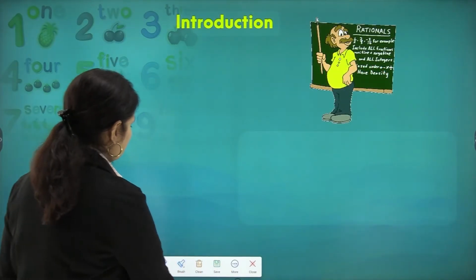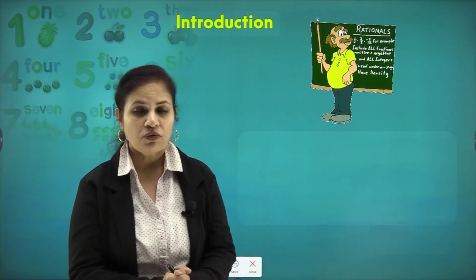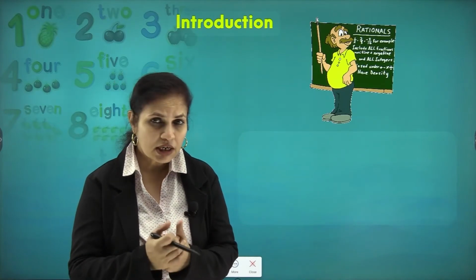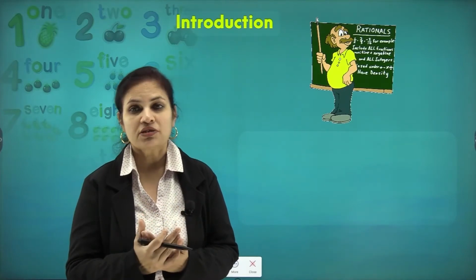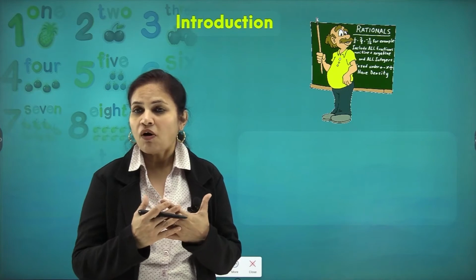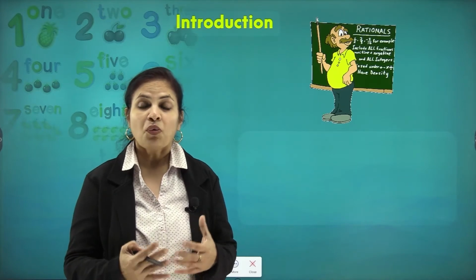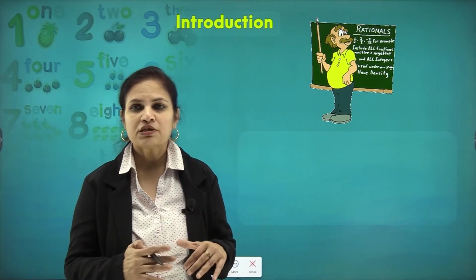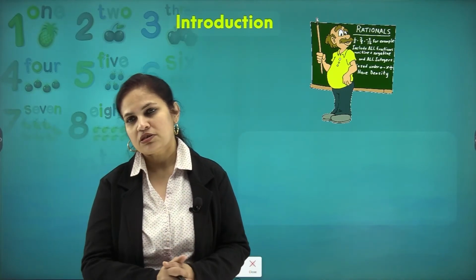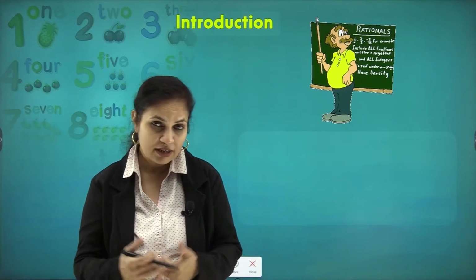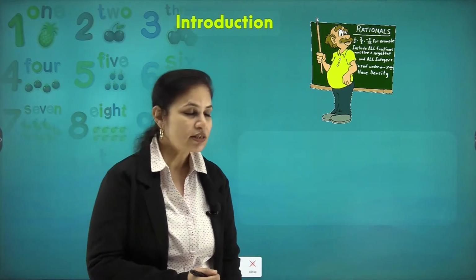Now, coming to rational numbers. What are rational numbers? The numbers that we have studied so far, the natural numbers, the whole numbers, the integers, fractions and decimals, are all grouped as rational numbers. So when I say a set of rational numbers, what does a set mean? A set means a collection of well-defined objects or numbers which belong to the same group. So why would I say that whole numbers, integers, natural numbers, fractions and decimals belong to the same group? Because they have a common characteristic. What is the common characteristic?